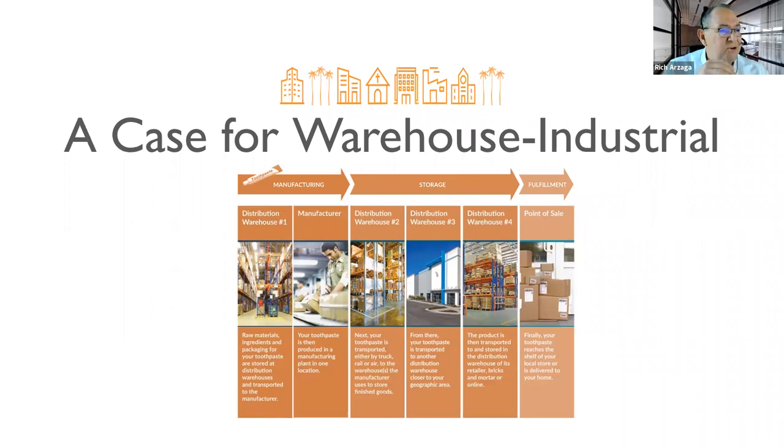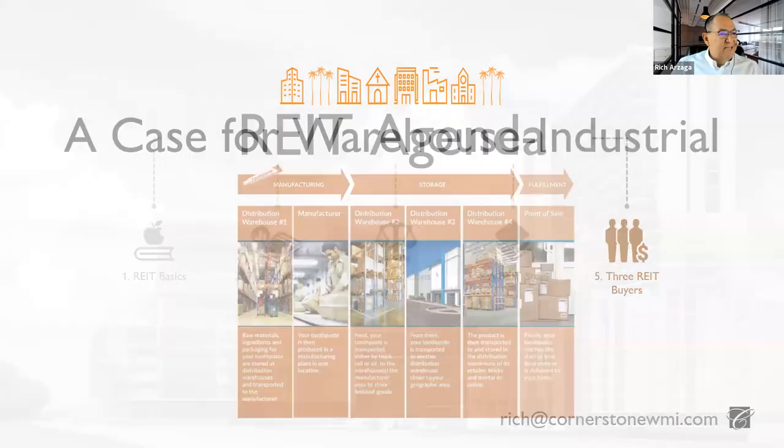Then it goes to warehouse number three in this cycle. That generally is a warehouse somewhere in the region, a stop before it gets parted out. Then warehouse number four is closer to your home. And warehouse number five is the last place, at the Safeway or Walmart, or even your doorstep. That's the point of sale. So, not including the manufacturing, there are four warehouses being used for a tube of toothpaste, all right? That's just for toothpaste, by the way. It doesn't include all the other things out there. So that's the case for warehouses.